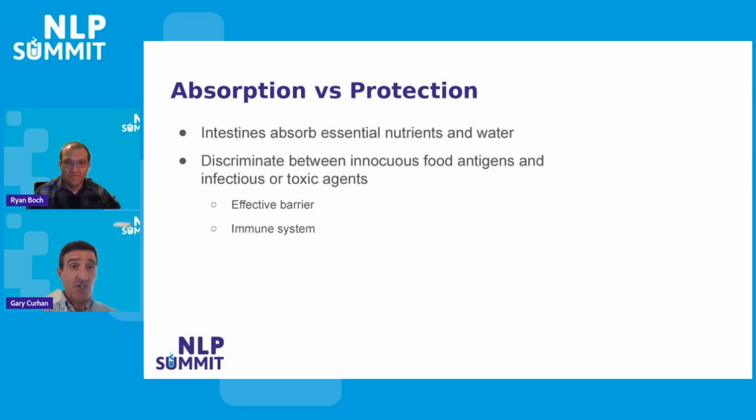So as I mentioned before, that's a tube, but of course we have to let some things into our body. So the GI tract helps us absorb essential nutrients and water. Of course, we need that to live, but it also has the job to discriminate between food antigens, which we want to let in, and the infectious or toxic agents, which of course we want to keep out. So we need an effective barrier. There's this huge immune system that's going on there. And when it gets knocked out of control, that's sometimes when inflammatory bowel disease develops.